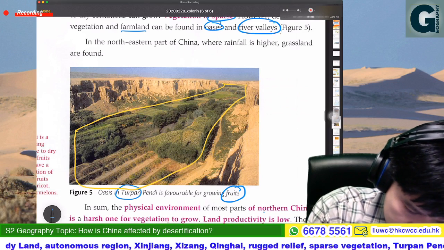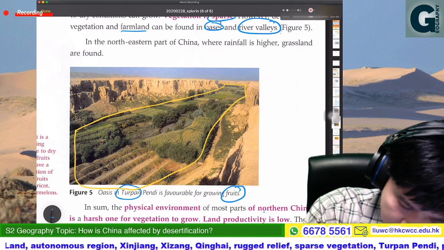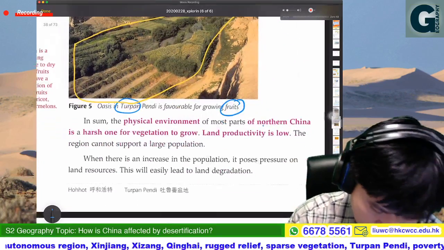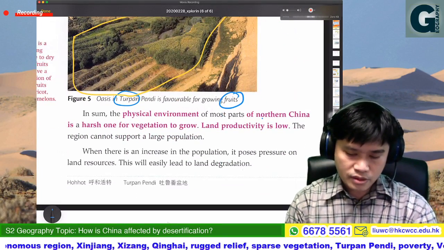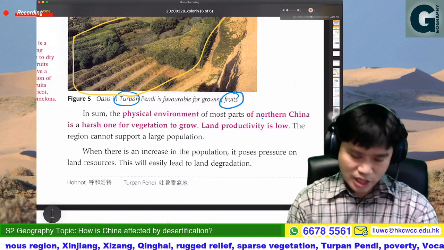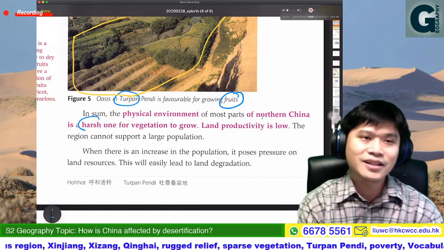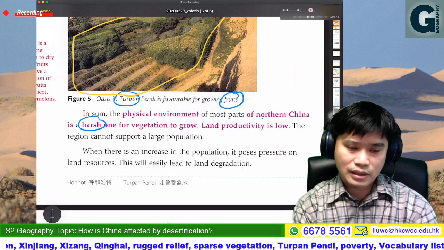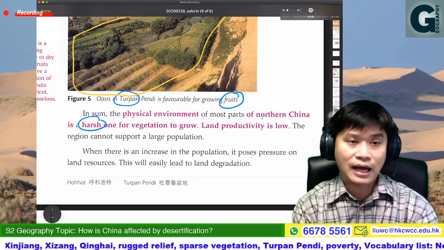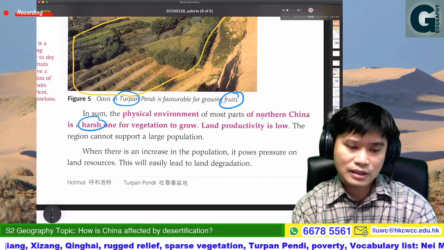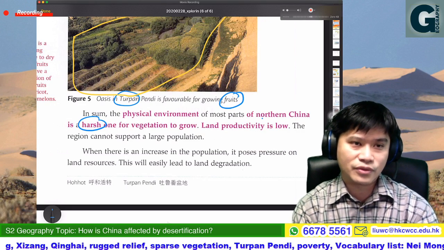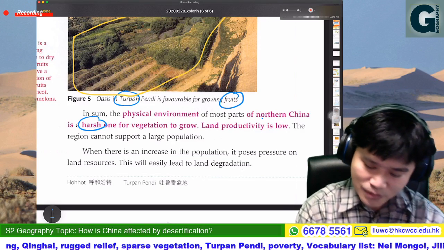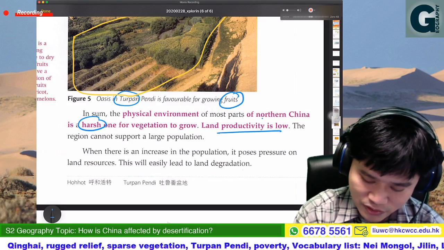In the northeastern part of China, where rainfall is higher, grassland is found. Lots of grassland. So therefore, in sum, the physical environment in most parts of northern China is harsh，係好差嘅，好艱難可以喺嗰度生存。That would be a very harsh environment for even human or for vegetation. So therefore, the productivity there would be relatively low.